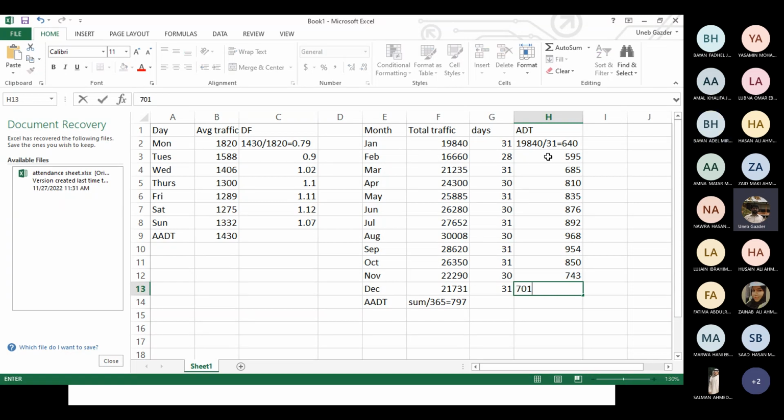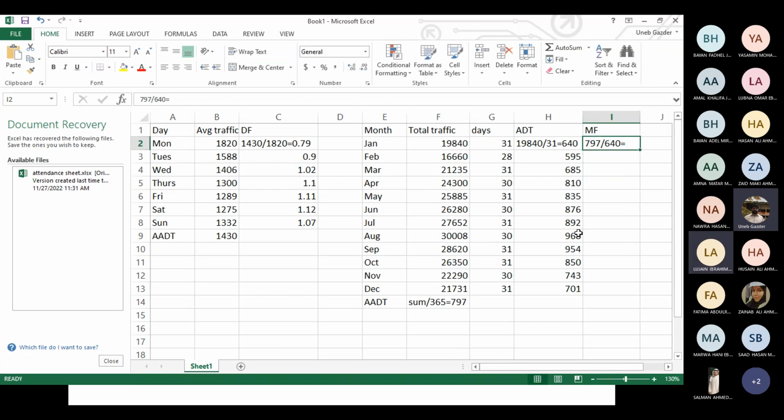701. Okay, now we have the average of each month and we have the ADT as well, so we can calculate the monthly factors. It will be the ADT 797 divided by the average of that month for which we are calculating the factor. So 640 here. For September, it's 923. Now we can move on to monthly factors.